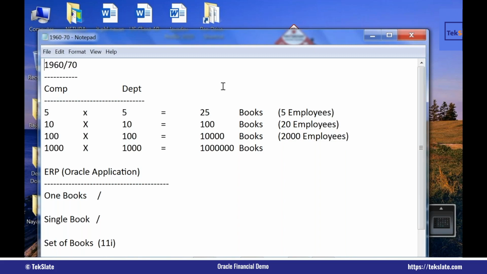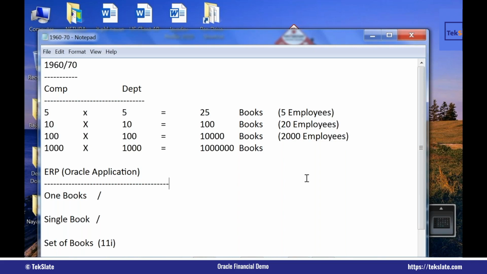Let us take a scenario where an organization like Tata Group, Birla Group or Reliance Group has 5 companies along with 5 departments. 5 into 5, 25. So you require 25 books. For 25 books, I require about 5 employees, because I am going to allocate 5 books to every employee: employee A, B, C, D, E. I tell them that you are responsible to write the data for 5 books. That's fine, 25 books is also fine.